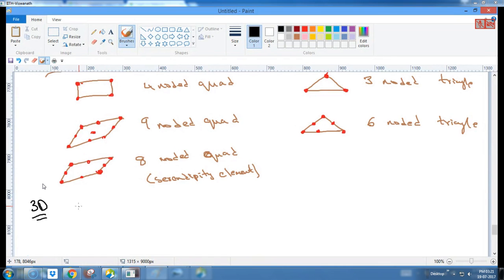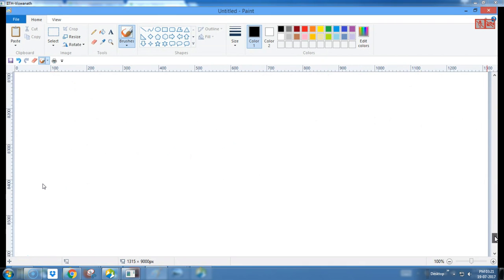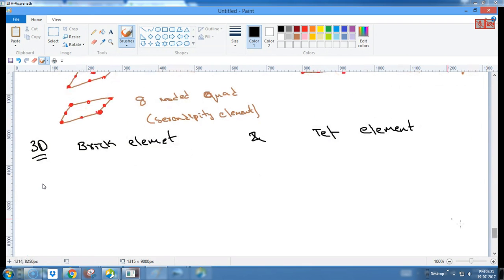So the 3D elements are the brick element and that other element. I think most of you might have eaten samosa several times. That element is nothing but a kind of samosa. This is the base of the samosa, and let's say this is the height of it, and you connect all the things. So this is kind of a samosa.